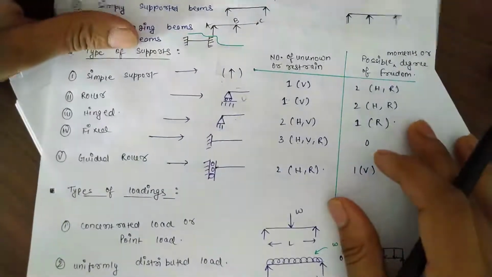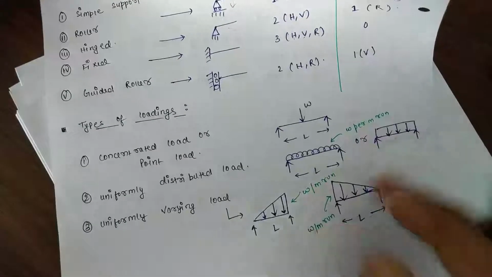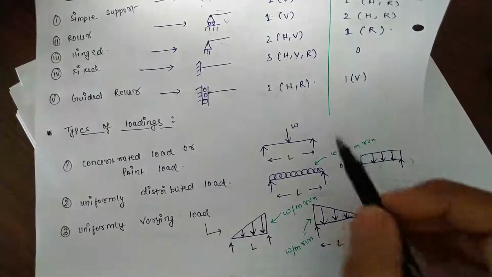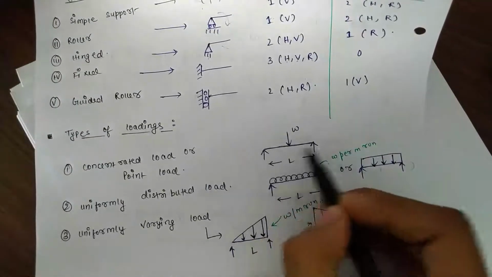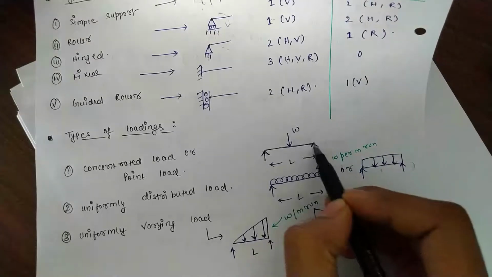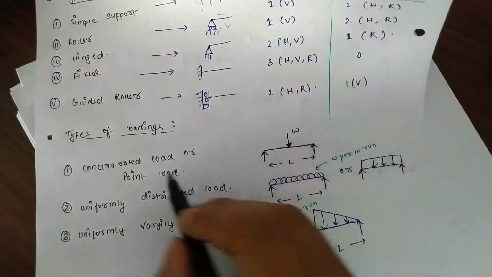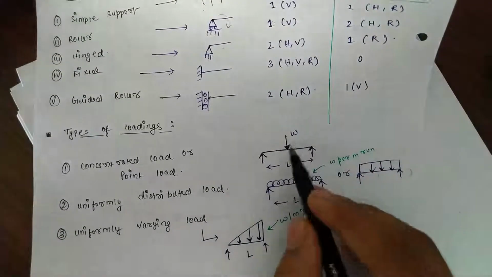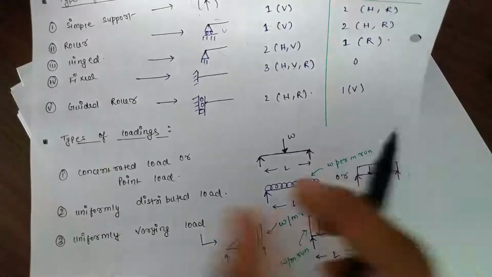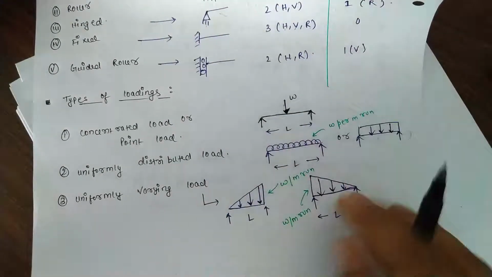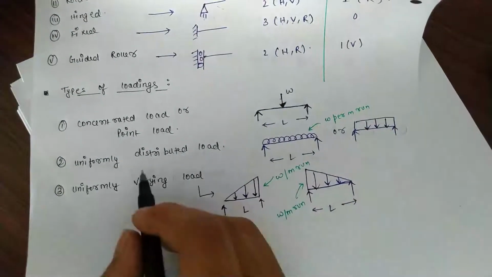Then we come to types of loadings. The first one is concentrated load. That means this is a simply supported beam, these are simple supports, and a load W, this is also a point load, is applied in this beam. So this is a concentrated load, it is denoted by this arrow pointing downwards or upwards.